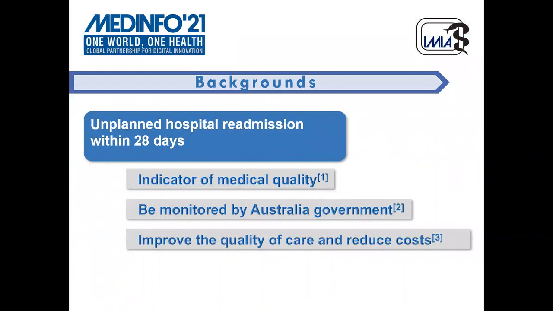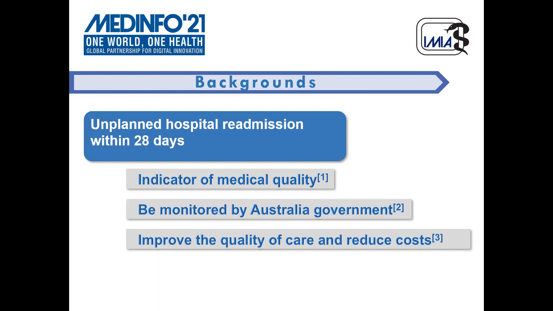Firstly, unplanned hospital readmission within 28 days after discharge is an indicator of medical quality. Since 2006, the Australian government has been monitoring the 28-day readmission rate to gain more insights into the quality of care. And reducing the rate of unplanned hospital readmission is a way to improve the quality of care and reduce the costs.